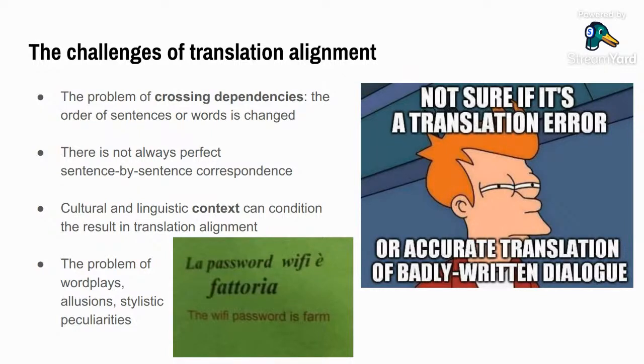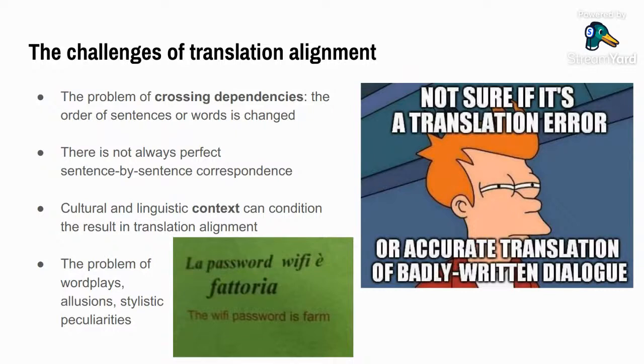Also, the translation quality plays a very important role in the translation alignment. If the translation quality is not that good, then the process of the alignment would be very hard. Also, the style of the translation. If we have a literal translation, it would be easier.